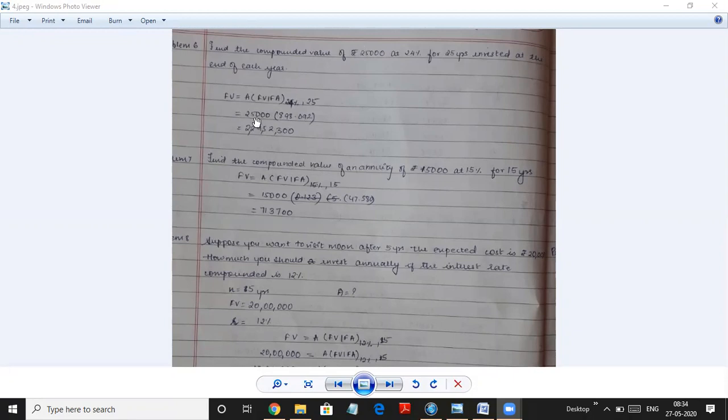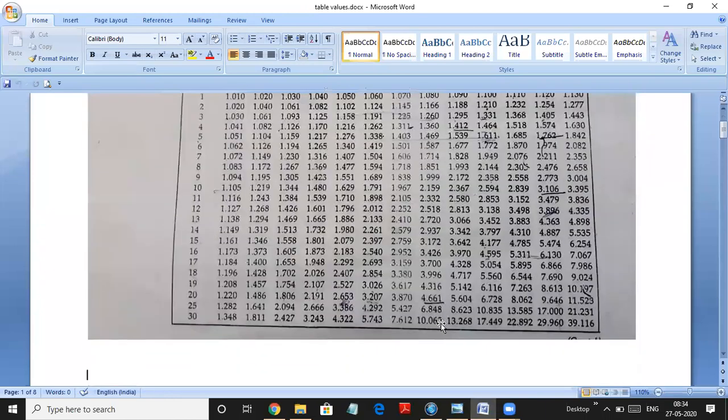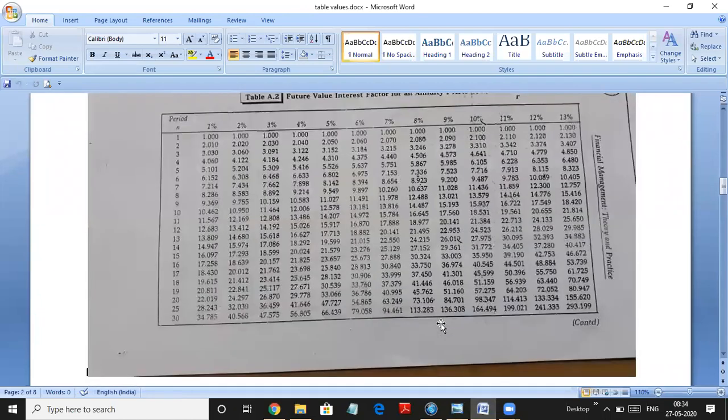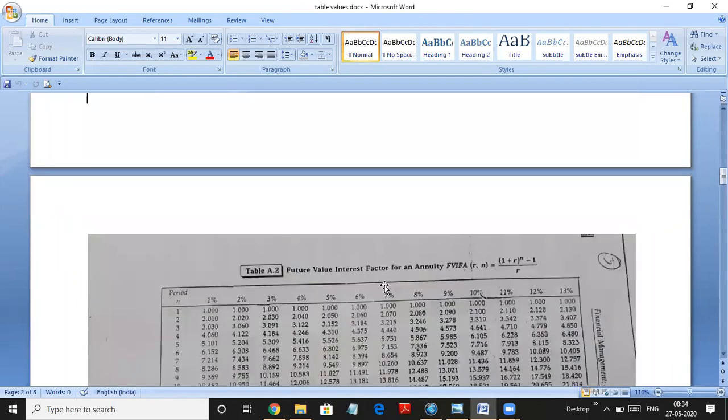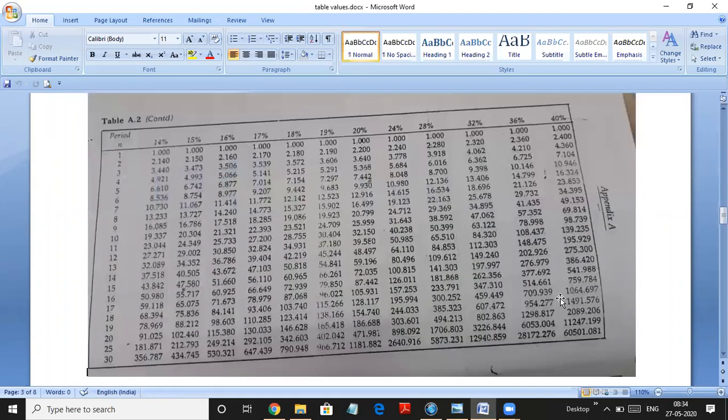So annuity value is 25,000 into, we have to check in the table, 24% for 25 years. So we'll go to the future value annuity table. This is the normal future value interest factor table. So here is the future value annuity table. Now we need 24%. Here we are finishing at 13%. Next, if we go, you will get here 24% and for 25 years.